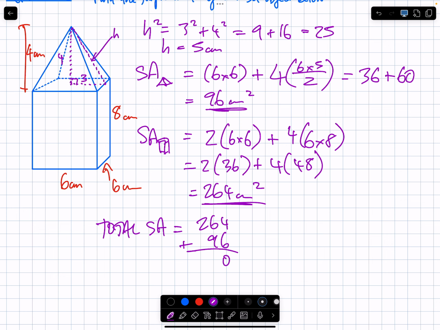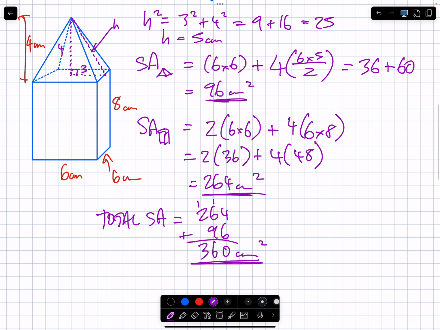360 square centimeters, right? But that's including the bottom of the pyramid, right? And the top of the rectangular prism. This isn't a real context though, it's just shapes.